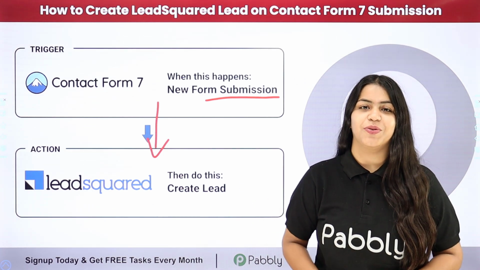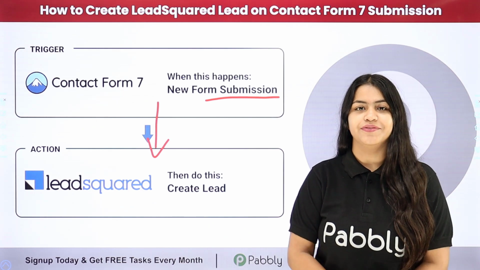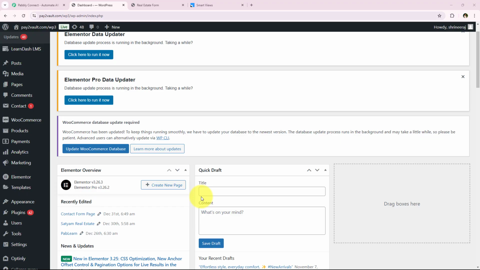So do you also want to create this automation for your business? Then follow me through the screen. Welcome to my screen everyone. So in this video I'll show you how to automatically create LeadSquared lead when a new submission is made on your contact form 7 on WordPress.